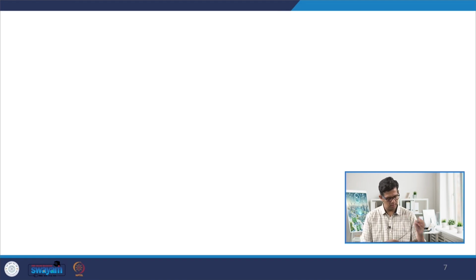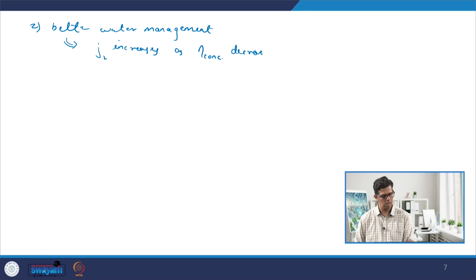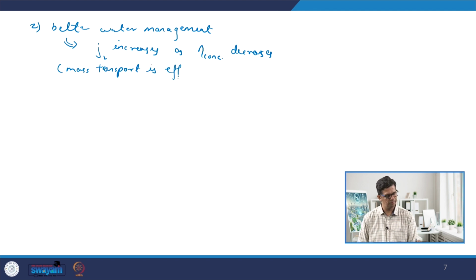Second one, we have better water management as well, as the water is forced to flow through the diffusion layer and enter the exit channels, and that's how the water is also taken out. So we have better water management, and where does this lead to? This leads again to an increase in the limiting current density as our concentration losses decrease. Or mass transport is effective in this design.